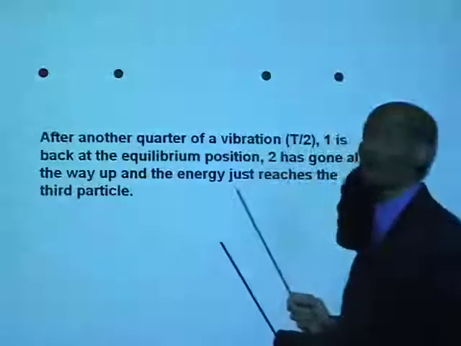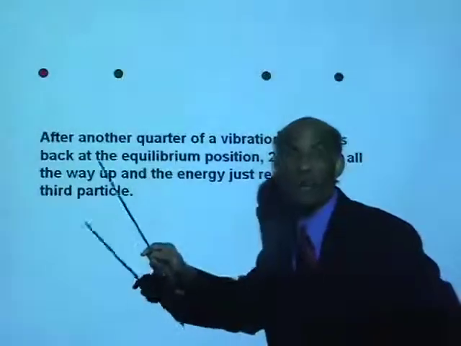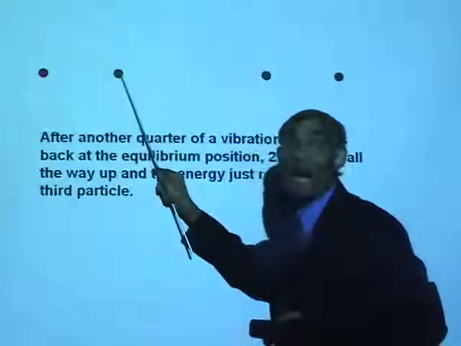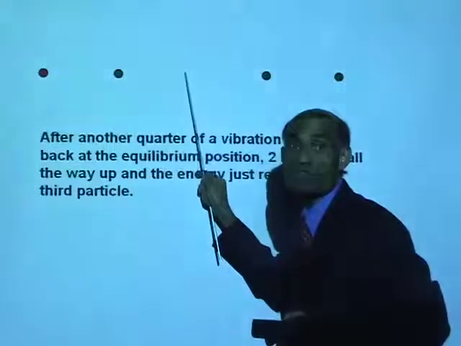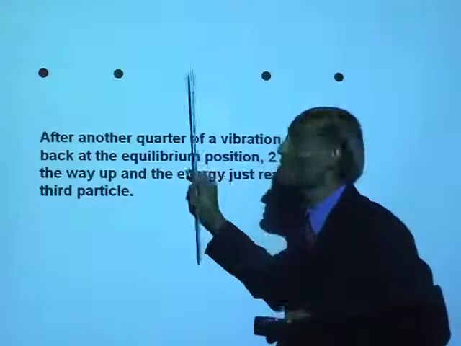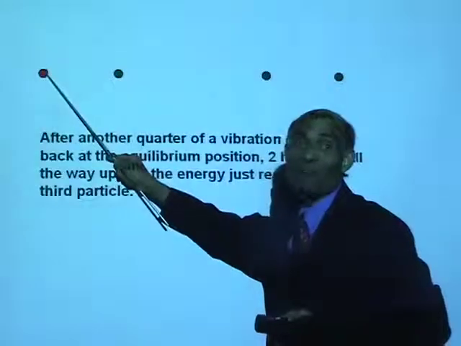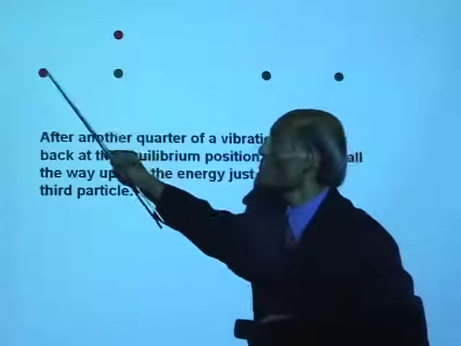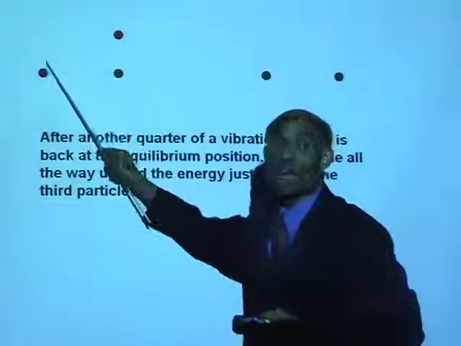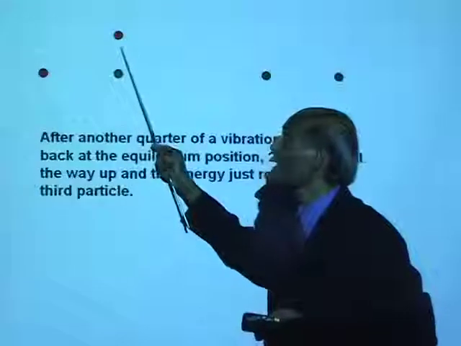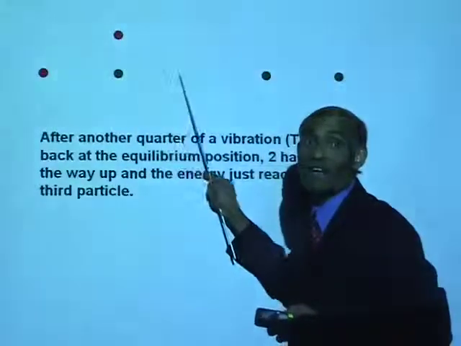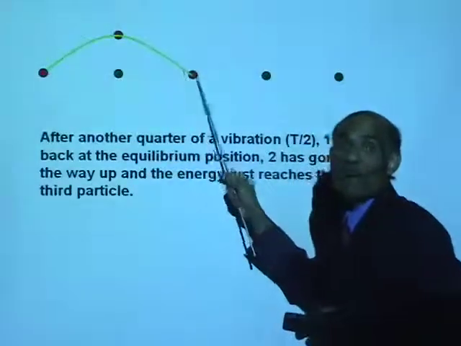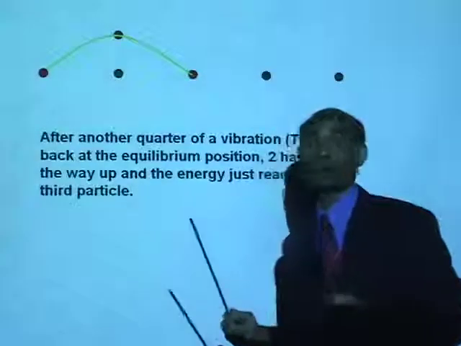After another quarter of a vibration, after another quarter means after half a period. You see, this is 1/4. After another quarter, the energy is going to reach this particle. So tell me, where is the first particle now? The first particle has completed half a vibration. You see that? The second particle has done a quarter of a vibration, and the energy just reaches the third particle. And look at the profile of the three particles now.